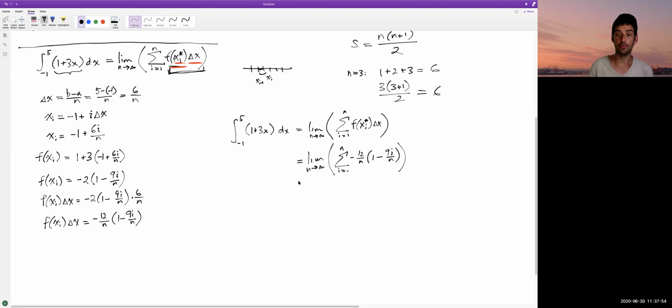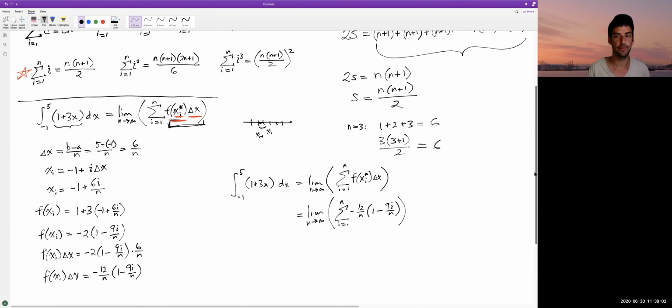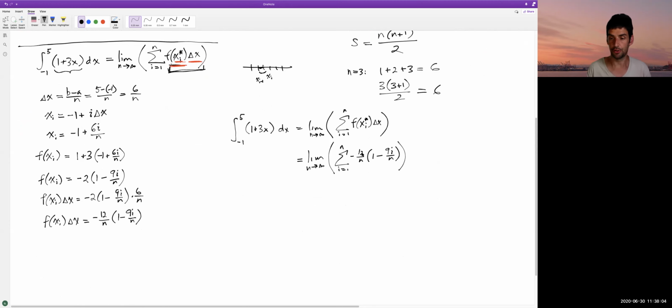Now I'm just going to use a bunch of the rules that I had listed up above. So for instance, this 12 over n, this is a constant, right? We're only dealing with the summation. We're doing all the limit stuff at the end. So right now I'm only working within the parentheses. When I think about the limit, then n's changing. But right now within the parentheses, before I've taken the limit, I've got this sum of the numbers from 1 up to n, where n is some number. So this -12 over n is a constant.